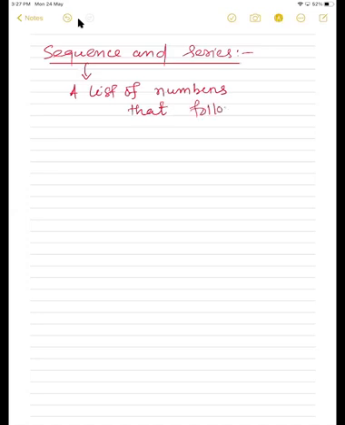Students, what do we call a sequence? A list of numbers that follow a rule. Yes or no? What is meant by sequence? A sequence is a list of numbers that follow a rule. That means they are arranged in a particular order that follow a rule.